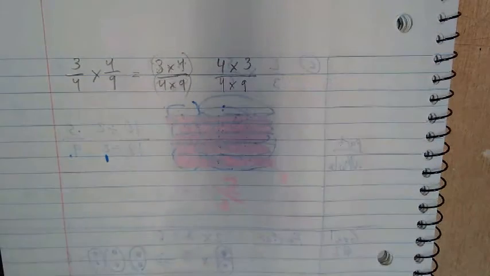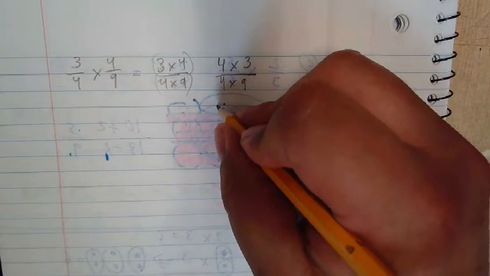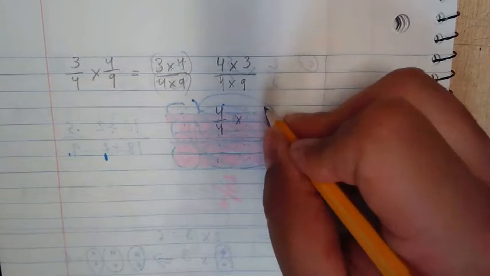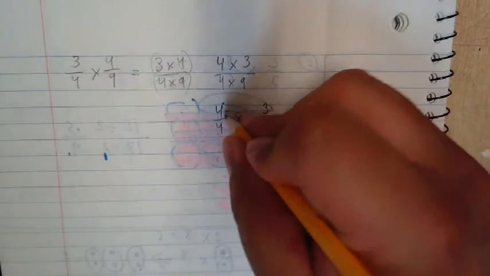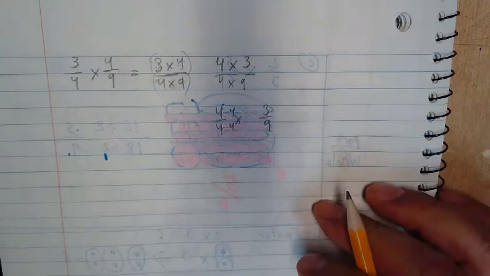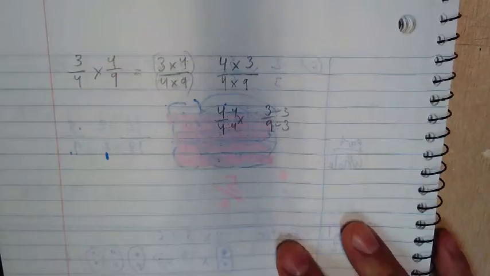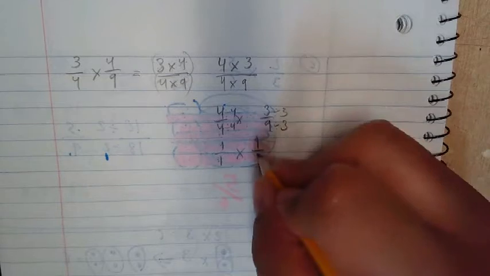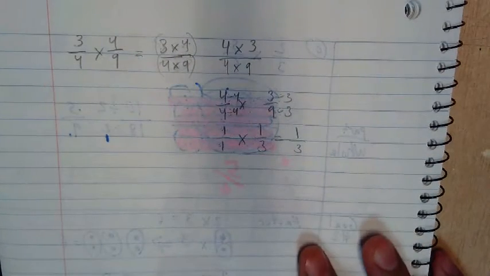You're playing with the numbers. I want you to see what's actually happening. I'm going to break it apart. 4 and 4, you can divide by 4. 3 and 9, you can divide by 3. 1 over 1 times 1 over 3. You're manipulating the numbers. You're playing with the numbers.